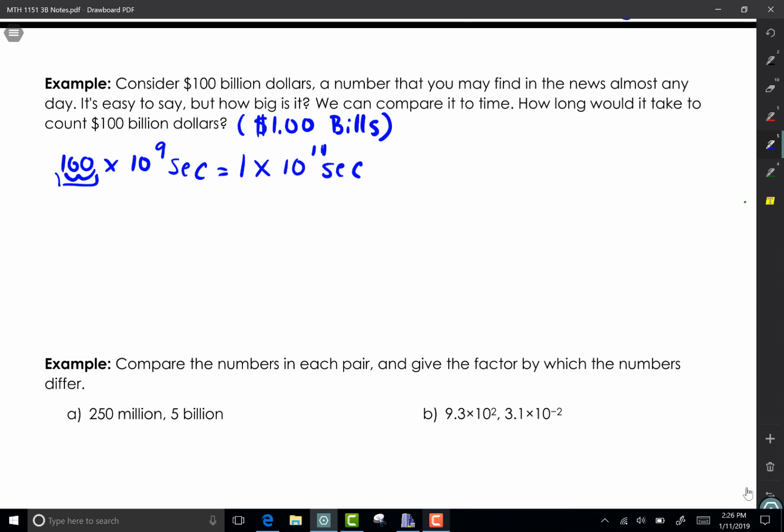And now I want to change this into years, so I have an understanding of how long this is going to take to count in years.